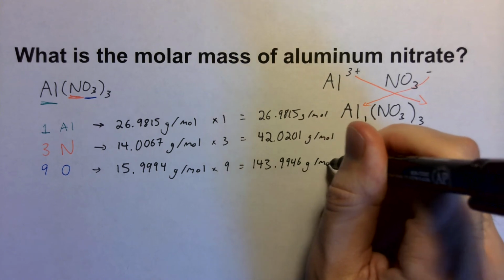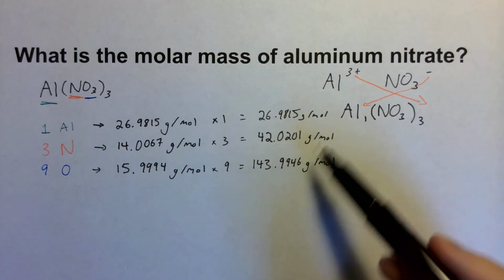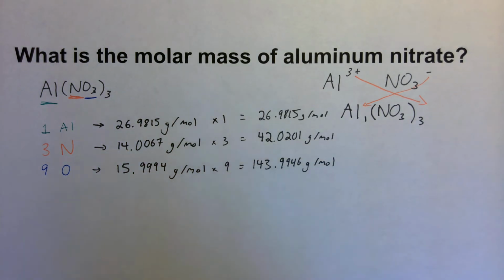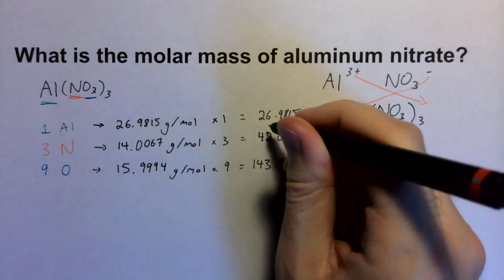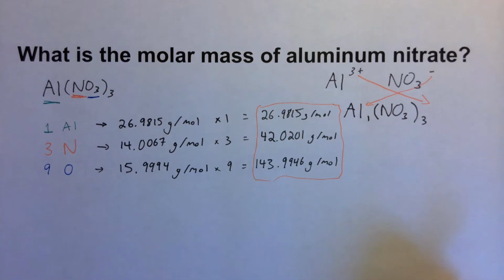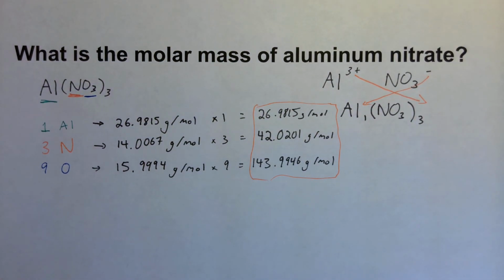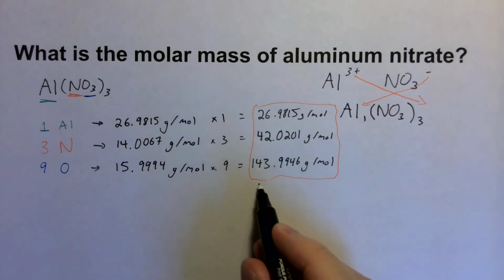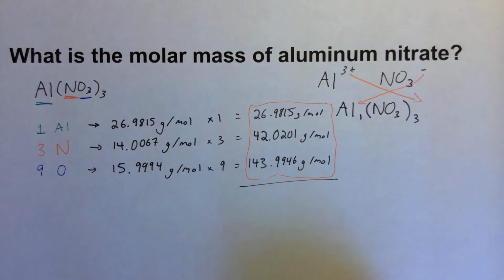143.9946 grams per mole. Notice here how I'm not rounding anything yet. I want to carry as many decimals as I can until the very end of the question, so we get the most accurate answer. So now you'll see here, we have calculated the molar mass for each element within this compound. And then to get the final molar mass, we are simply going to add all of these together.